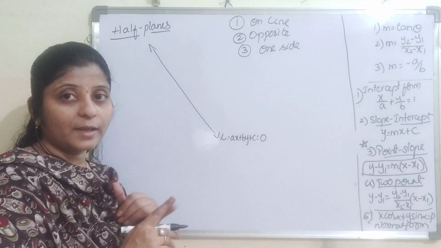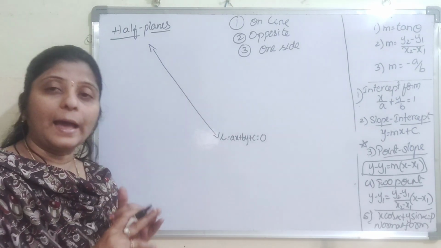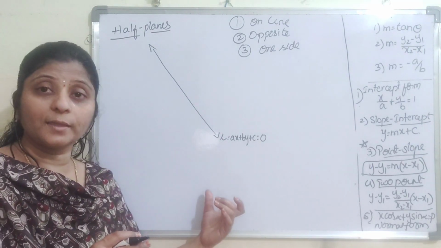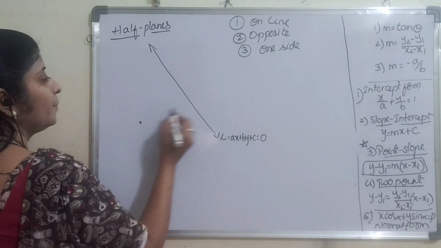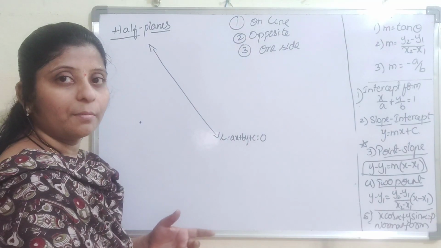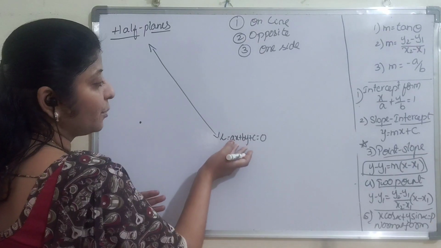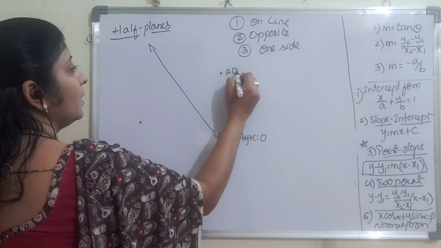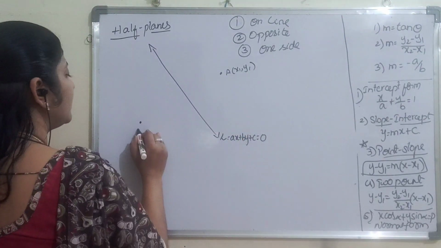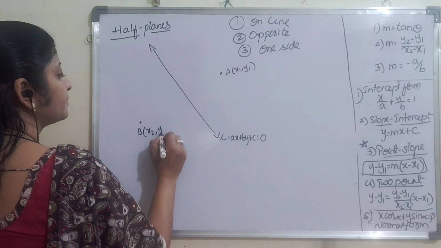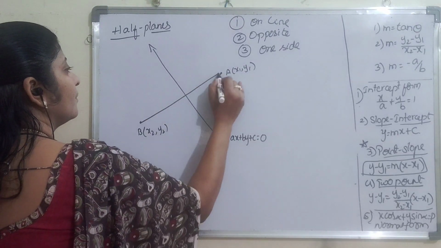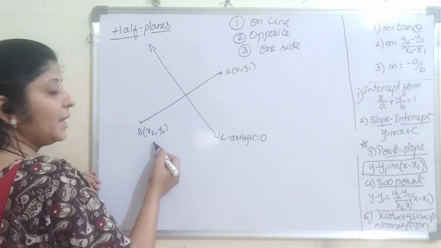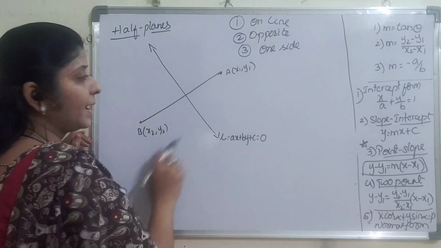So one is the points on opposite sides, two is the points on one side, and another one is the points on the line. We will discuss that the points on the line need not be found out. If you substitute those points in the given equation, it should be satisfied. So I am taking opposite sides. The line joining these two points A and B will divide L.